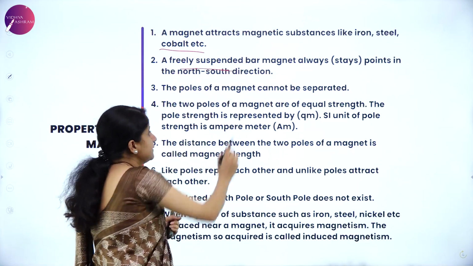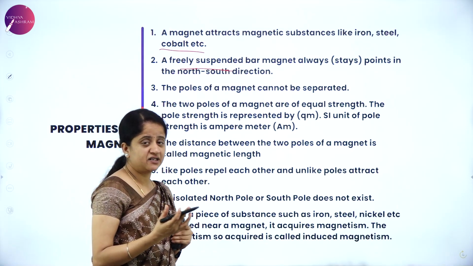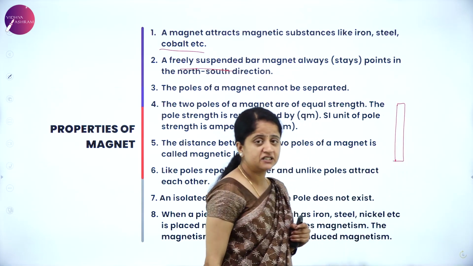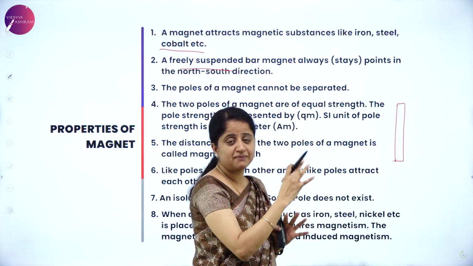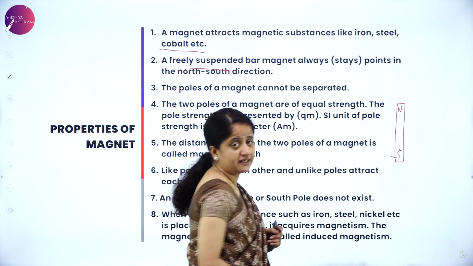A freely suspended bar magnet always aligns in the north-south direction. We know what a bar magnet is. It can be rectangular in shape or spherical in shape. So if we suspend this magnet freely in space, it will align in the north-south direction.